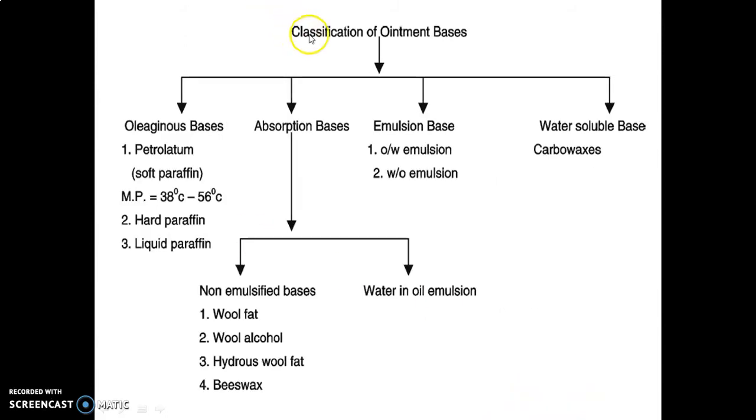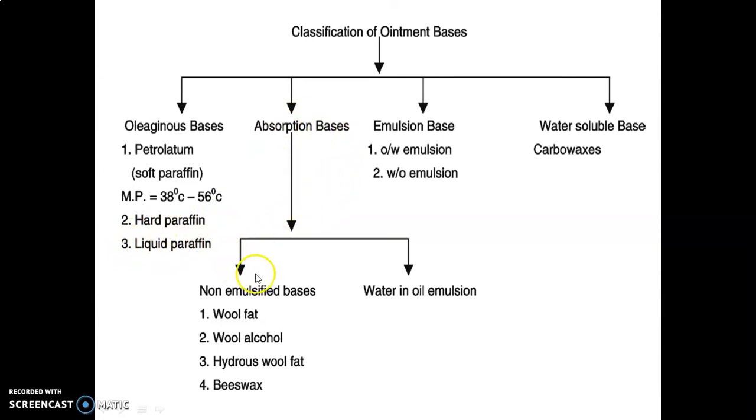Next we will discuss the classification of ointment bases. There are a total of 4 main classes: oleaginous base, absorption base, emulsion base and water soluble base. In oleaginous bases, the first type is petrolatum, that is soft paraffin, which has a melting point of 38 degrees Celsius to 56 degrees Celsius. The second is hard paraffin, and the third is liquid paraffin.